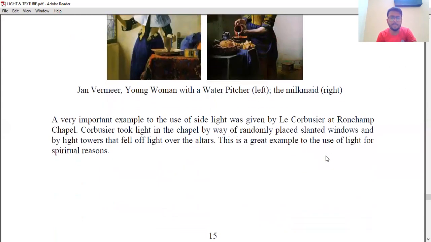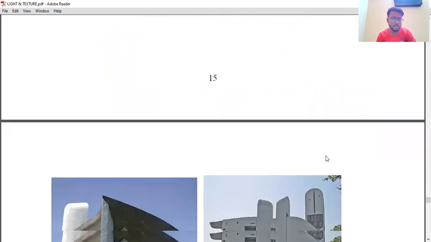A very important example of the use of light was given by Le Corbusier at Ronchamp Chapel. Corbusier took light into the chapel by way of randomly placed slanted windows and by light towers that cast light over the altars. This is a great example of the use of light for spiritual reasons.